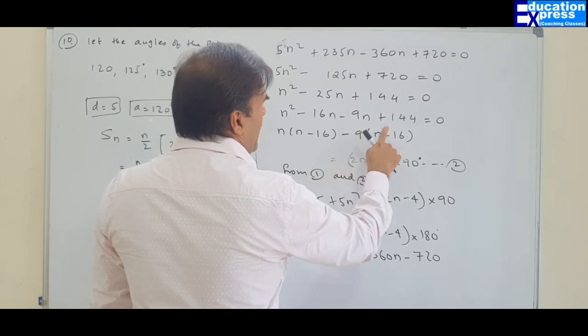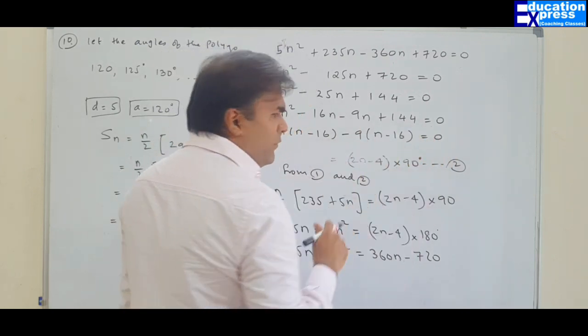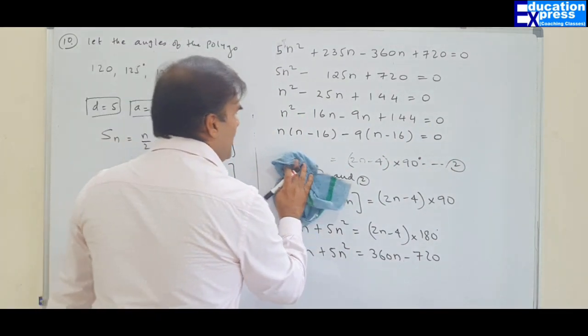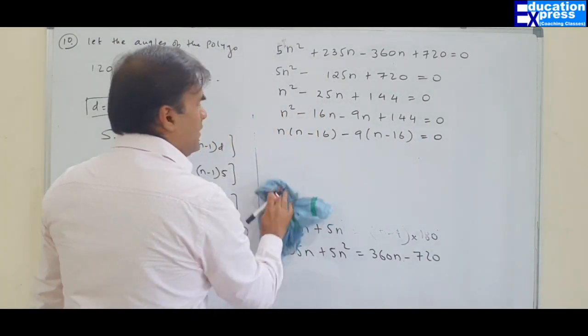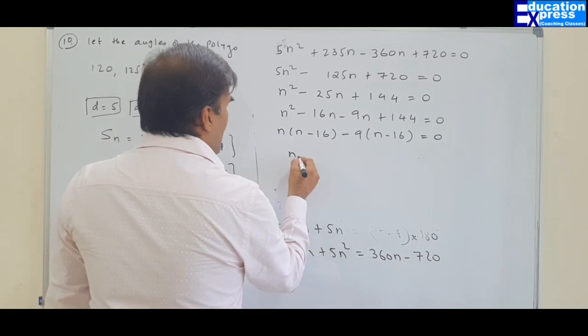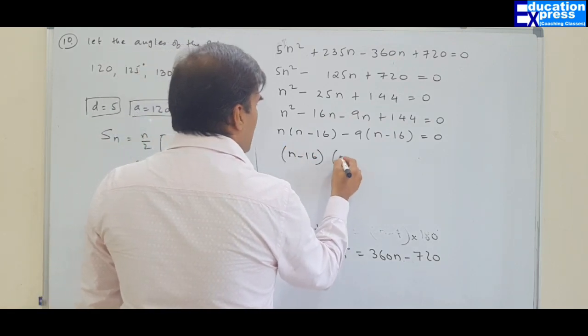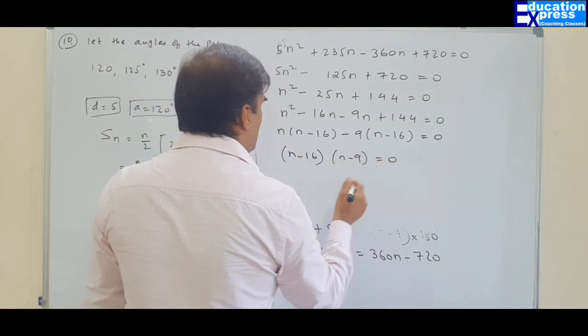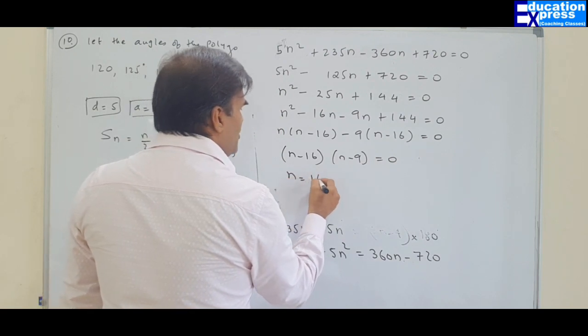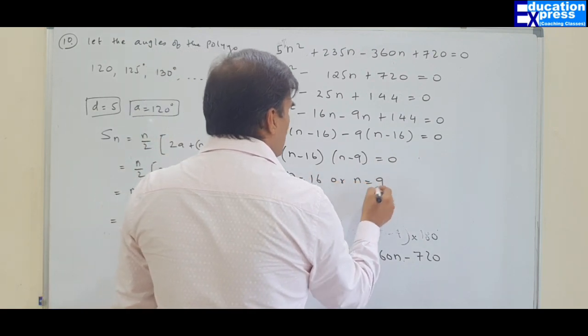Minus 9n minus minus plus. Perfect. What's the next step? So next would be (n minus 16)(n minus 9) equals 0. So n is going to be 16 or n equals 9.